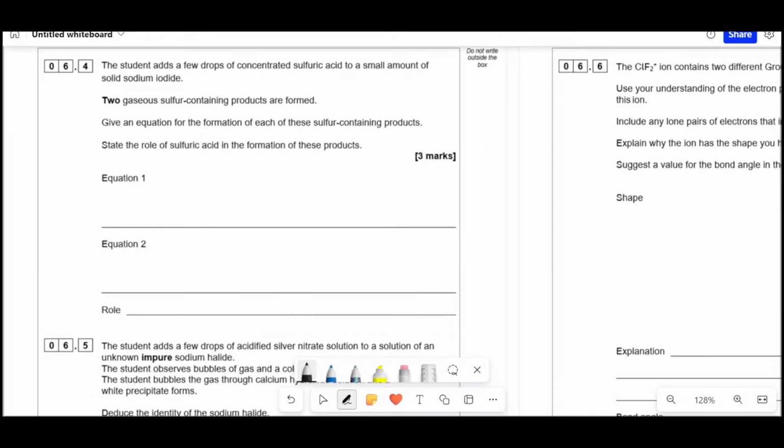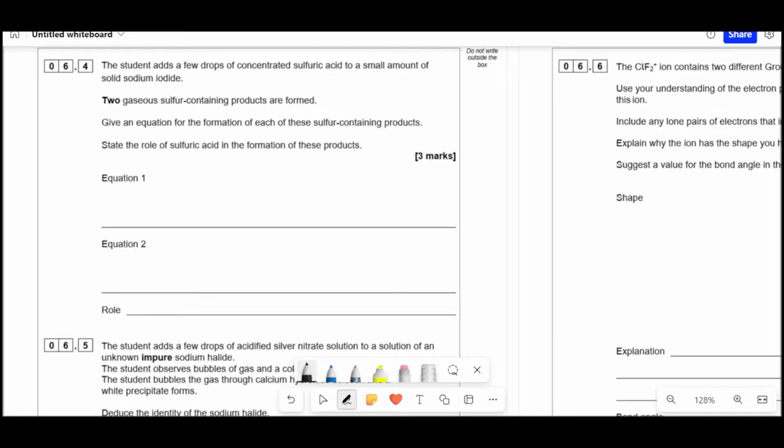The student adds a few drops of concentrated sulfuric acid to a small amount of sodium iodide. 2 gaseous sulfur-containing compounds are produced. Give an equation for the formation of each of these sulfur-containing products, and then state the role of sulfuric acid in the formation of these. Unfortunately, there's no hack around this. Unfortunately, just sitting and memorizing these dang equations. So it's in steps. It's a stepwise thing.